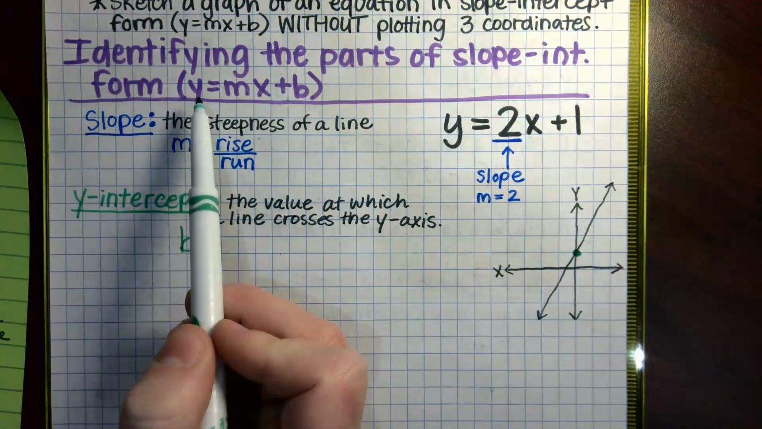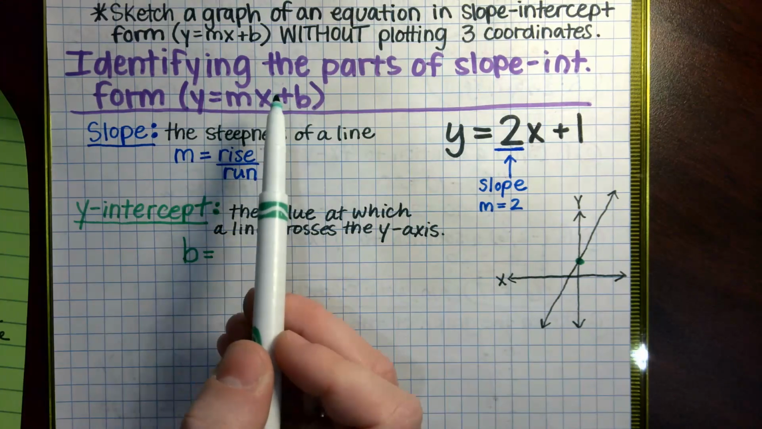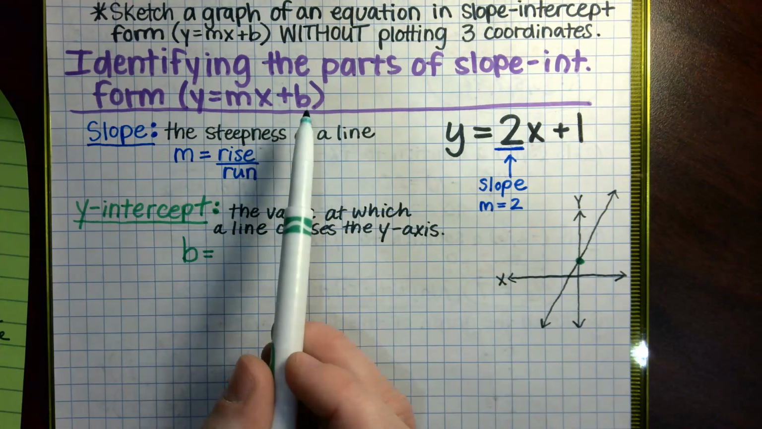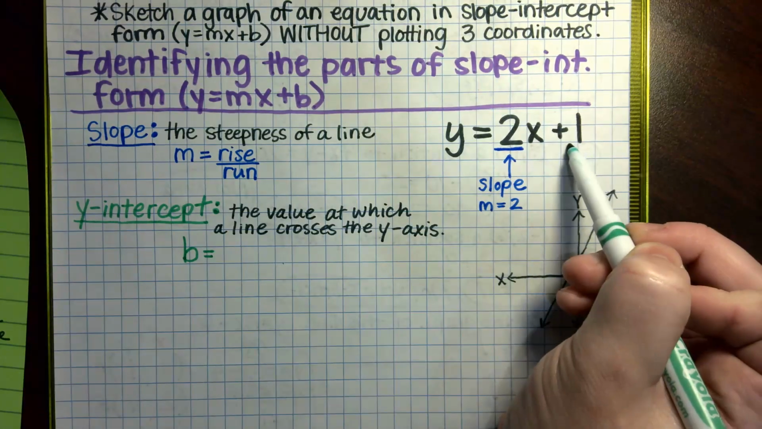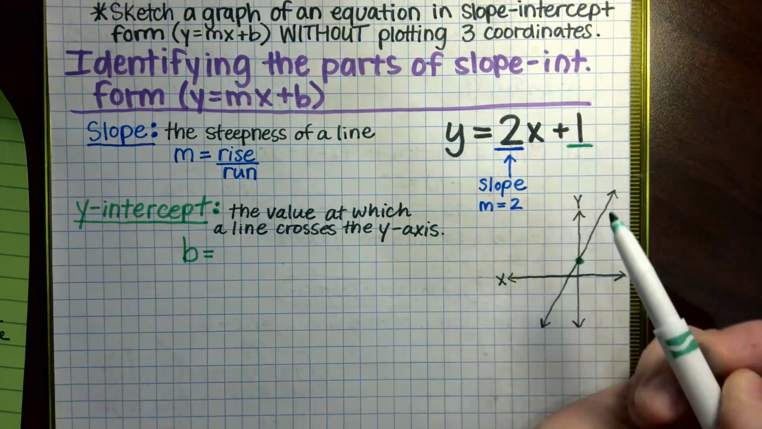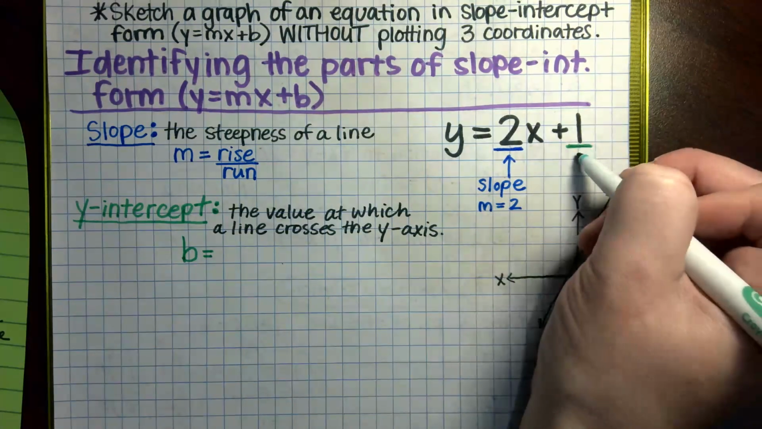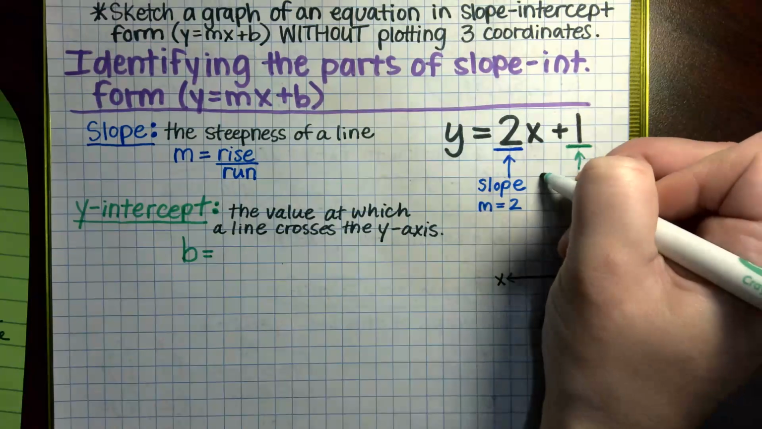So in our formula, we have y equals mx plus b. That b is always going to be the plus something number at the end. So in this example, y equals 2x plus 1. Our y-intercept would be 1. So I'm going to label that.